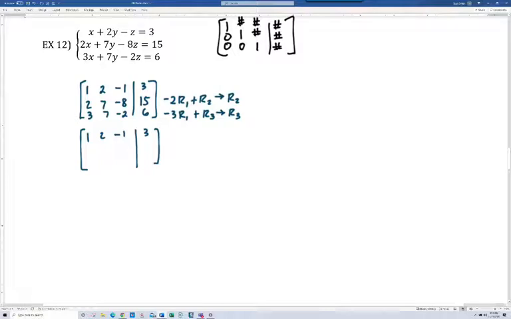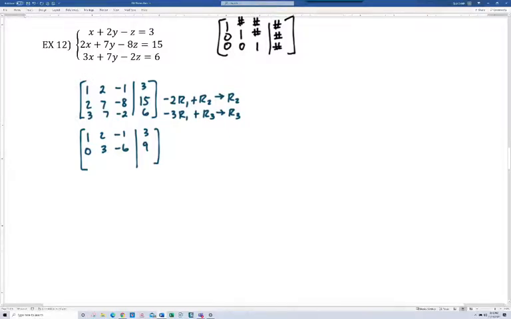So now let's multiply the first row by -2. We're going to get -2, 2 times -2 is -4, -1 times -2 is 2, and 3 times -2 is -6. And now we'll add what we just got with row 2. So we're adding -2 times row 1 to row 2. We get 0 when we add -2 and 2, -4 and 7 is 3, 2 and -8 is -6, and -6 and 15 is 9. Now, let me erase what I just got there, because I'm going to need that space.